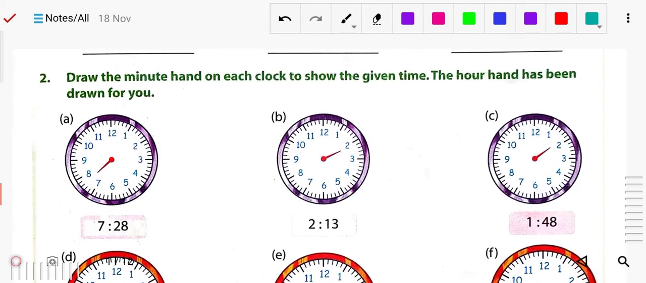Now number 2: draw the minute hand for each clock to show the given timing. The hour hand has been drawn. Here it is 28, so you have to draw the minute hand. Where will 28 be? 25 is here, so 28 is 3 lines after that. Similarly 13 will be 3 lines after the 10. This will be 2:13. Similarly you have to draw the minute hand for each of the given clocks.